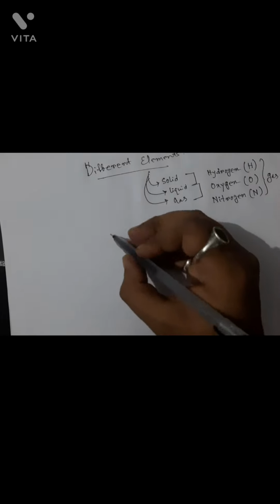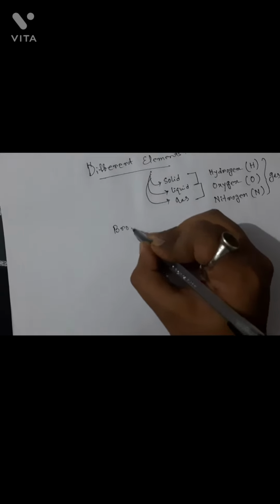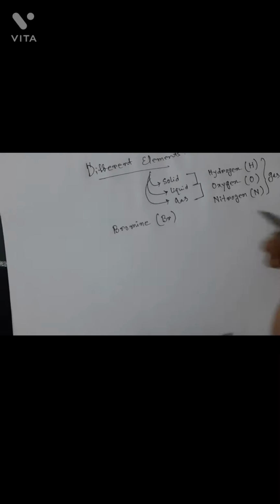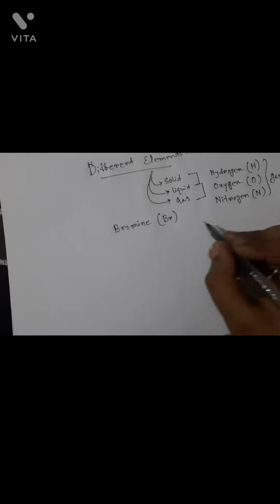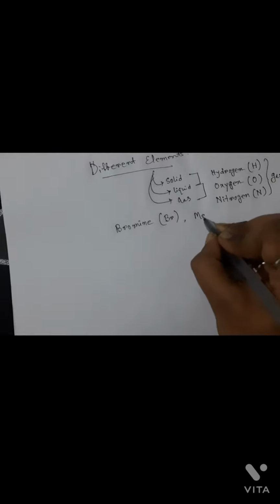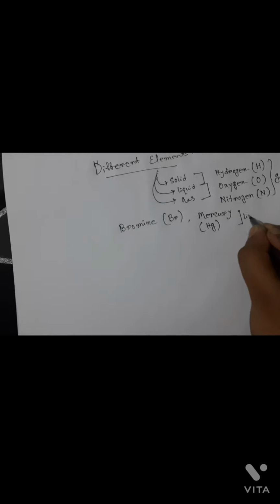Secondly, if we come to bromine, bromine is represented by the symbol Br. The metal mercury is represented by its Latin name hydrargyrium, and the symbol is Hg. These are liquid.